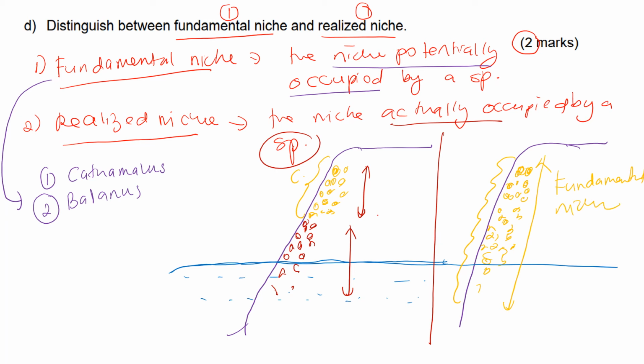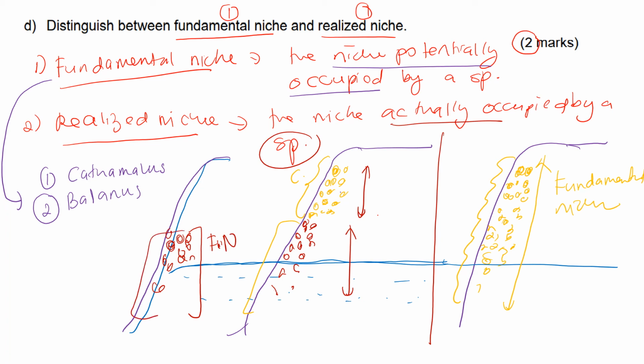But it is different for Balanus. For Balanus, for example, if you were to remove the Catamalis from the rock, the Balanus will still occupy the lower part of the rock. So it means that for Balanus, the fundamental niche is the same as the realized niche in the presence of Catamalis. So this is the fundamental niche for Balanus.